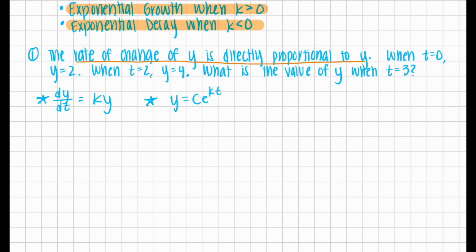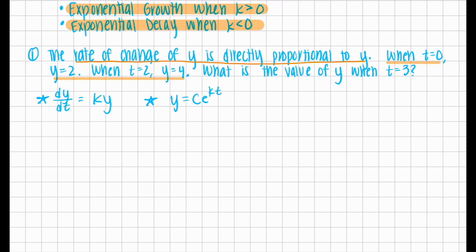Then it says when t equals 0, y equals 2. When t equals 2, y equals 4. What is the value of y when t equals 3? So we are going to be using this info to get our c and our k. Once we do that, we can answer the question that they're asking.